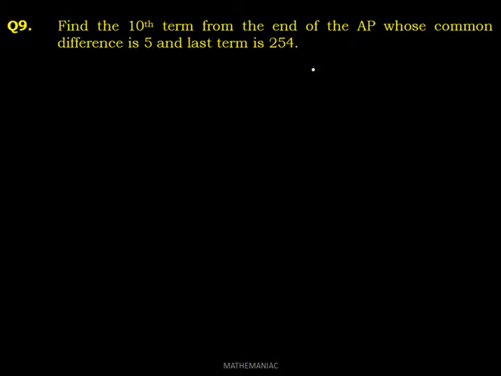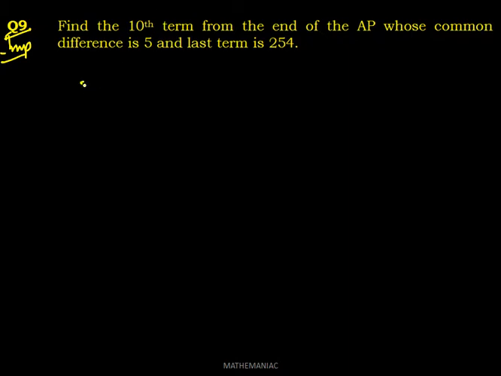Next question. Find the 10th term from the end of the AP whose common difference is 5 and the last term is 254. Okay, I must tell you that this is a very important problem. Before we go for the solution straight away, let me just try to start with the idea so that you can find the problem quite comfortable, right? This is not the formal part of the answer, but to understand the question it is very important.